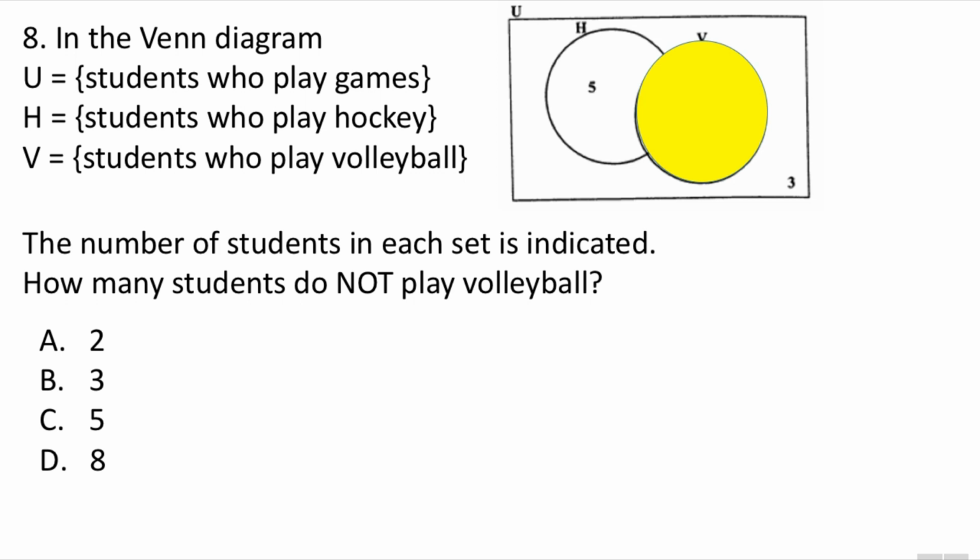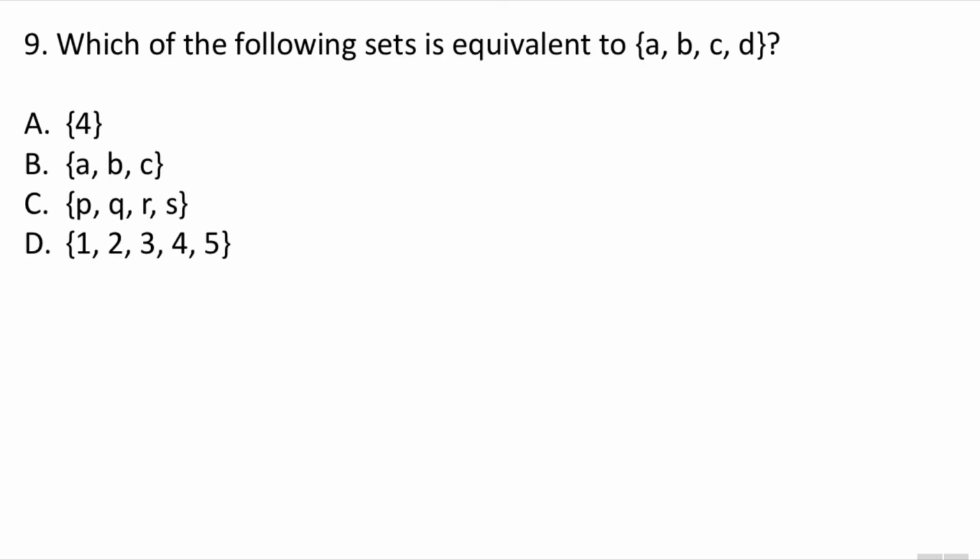So clearly I'm seeing that there are 5 students who play hockey only. So that's 5. And there are 3 students who play neither sport, which therefore means that's 5 plus 3, and that's equal to 8, guys. So therefore our answer for this question is D. Lovely. I hope you got this one, guys. Let's now have a look at question 9.